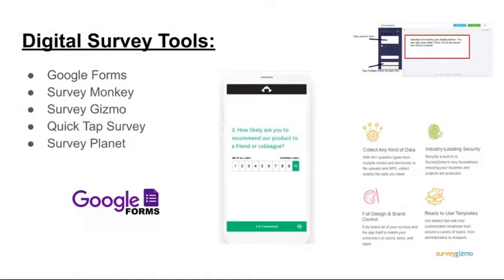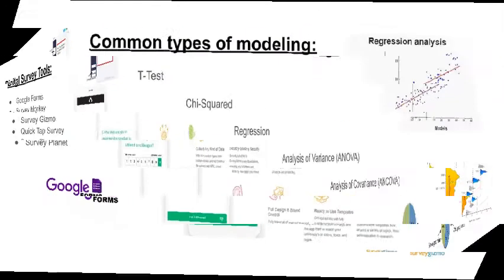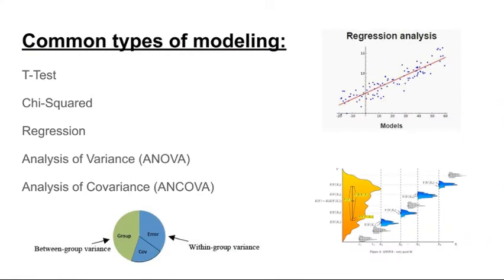Collecting data to conduct research is vital. There are a number of online tools such as Google Forms, SurveyMonkey, SurveyGizmo, QuickTap, and SurveyPlanet, which all use digital interfaces to record what a participant may think of a certain topic. After the data has been generated, it's important to use the correct tools. T-tests, chi-squared tests, regressions, analysis of variance, and analysis of covariance are all powerful tools that allow for results to be accurate. This accuracy is integral to the quality of research.